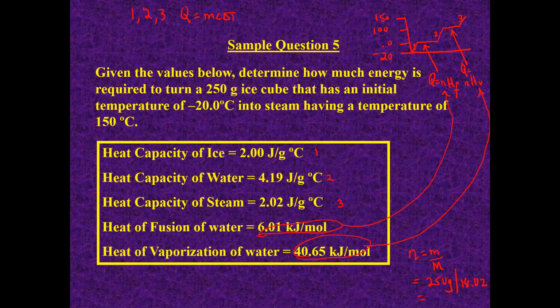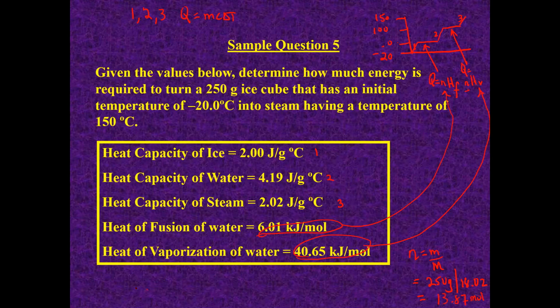So the number of moles that you're going to use in the equations for the heat of fusion and the heat of vaporization is going to be 250 divided by 18.02, okay, which is going to leave you with 13.87 moles. Okay, so go ahead now and do one, two, three, four, five calculations.